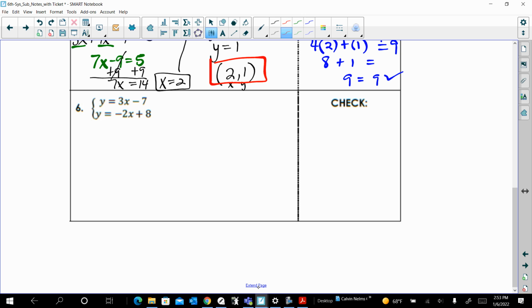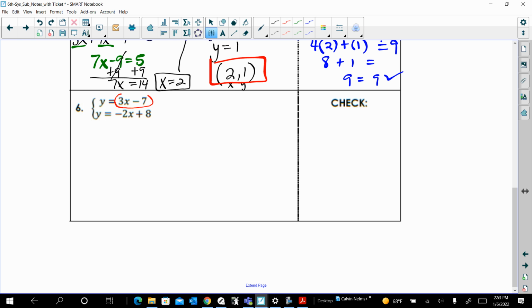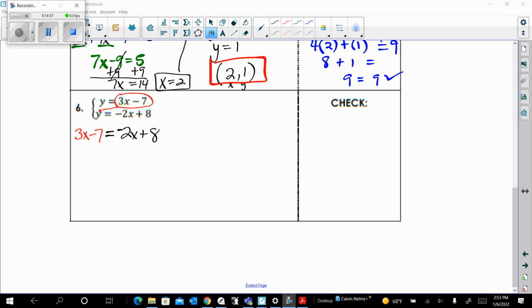6, I think, is a little easier because the variables are already isolated. So you can pick either one, but I'm just going to go with the first equation and plug the expression 3x minus 7 in for y in the second equation. So that's our setup. Hopefully you've written 3x minus 7 equals a negative 2x plus 8. So see if you can get to the value of x.